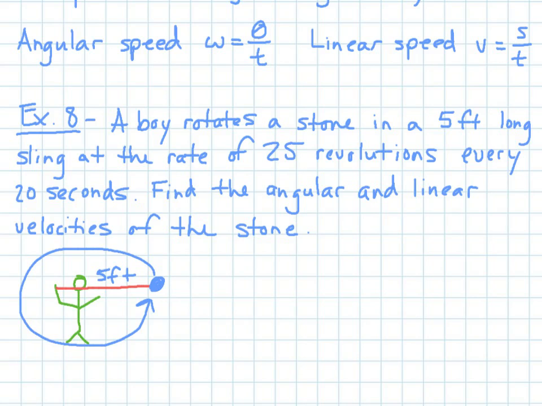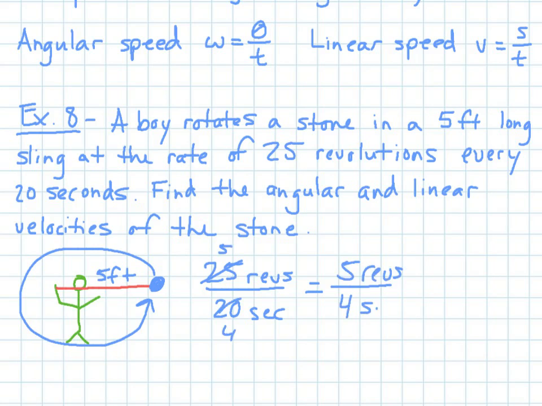So we want to change that to radians, because theta needs to be in radians. So you have 25 revolutions per 20 seconds. Now you could reduce that if you wanted to. So you could go down by 5, so you could also say that this is 5/4. So every 5 revolutions per 4 seconds.